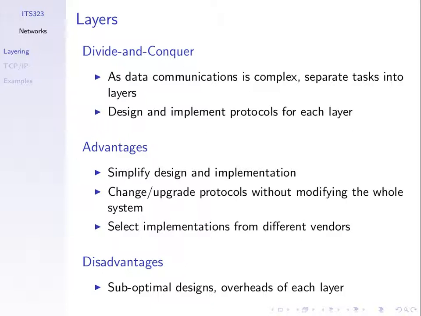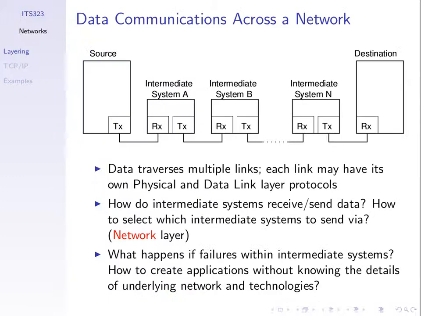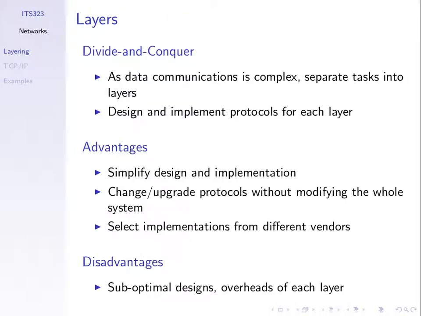It makes upgrading easy. Again, say you need to upgrade some link here. Then you just change the physical or data link layer, but you don't have to change anything that happens on the source or destination. So the end computers don't need to change, just across that link we can upgrade. Maybe get a new version of the technology. We can select implementations from different vendors, different companies, and mix and match, which makes it better for consumers, as long as those layers are standard. That is, they have a standard interface between them.